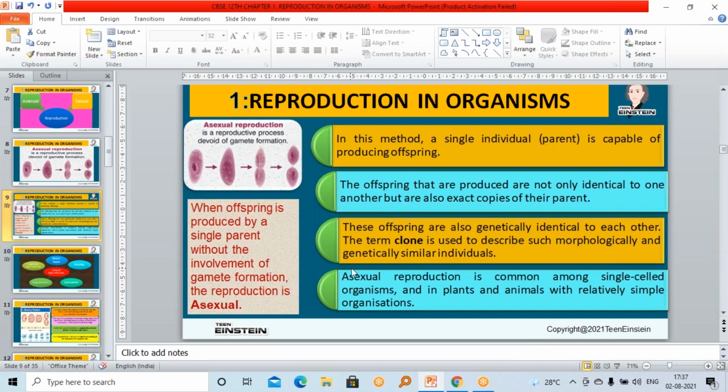Here I said, in single-celled organisms, what is happening? That single cell attains maturity, and after that division takes place, and there is no death. In the case of a single-celled organism, there is no death. It is dividing and forming two new cells. Asexual reproduction is common among single-celled organisms, and in plants and animals with relatively simple organization. Plants and animals which have a simple structure also follow the asexual reproduction method.